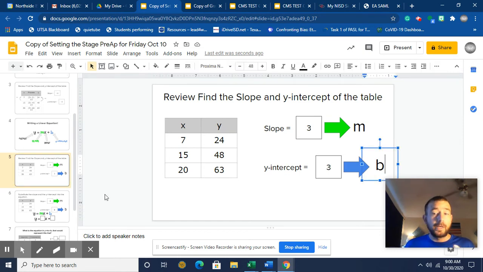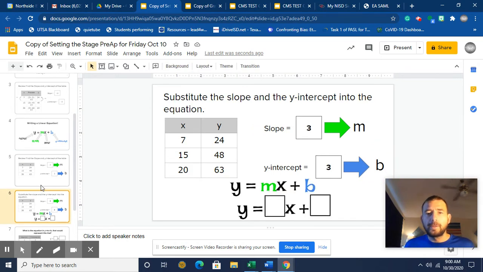So what does that look like when we're actually writing the equation now? Once we have the slope identified, and once we have the y-intercept or that extra step identified, all we have to do now is substitute those numbers in place of the letters. So y and x will be a constant always in the equation. We're not going to change those. Those are changed depending on what you put in the table.